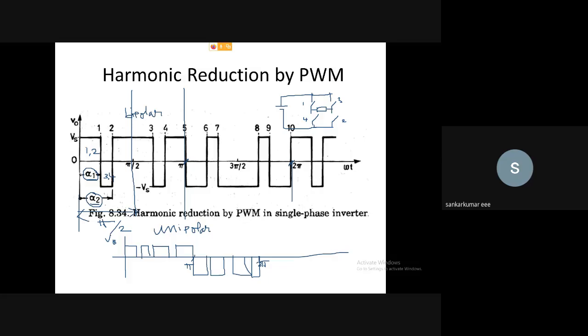So 1 and 2 have to be turned on at this instant. So this is the first commutation. Commutation means the turn off process. At the first commutation point, devices 1 and 2 will be turned off, and next, 3 and 4 will be turned off in the second commutation. Likewise, we can define for a full cycle, it will be 10 commutations. So 10 times the switches have to be turned on and turned off.